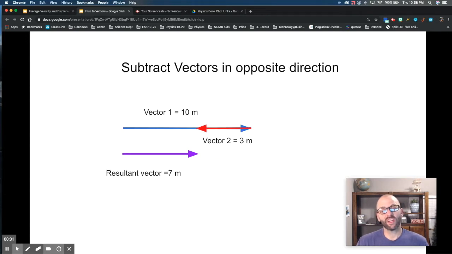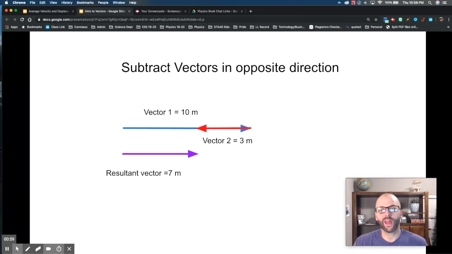When vectors are in opposite directions, you're going to subtract them. So in this case, that 10 and 3, you subtract them and you end up getting 7 in the direction of the greater vector. In this case, to the east or to the right, 10 was greater, and so the resultant vector is in that same direction. But you do subtract them when they're in opposite directions.